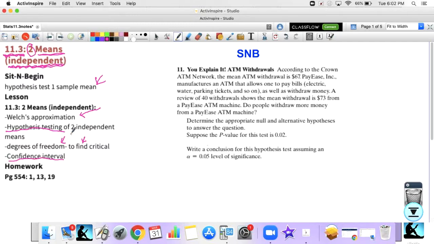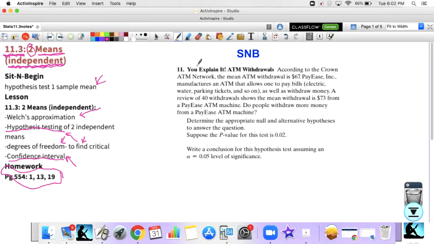So if you found the sheet that is attached to this assignment on Google Classroom, it only has 2 examples. It has one of these and it has one of these. Your homework tonight, again, the sheet should also be attached to the Google Classroom, is 3 problems on page 554, numbers 1, 13, and 19. So let's get talking about some little review and we'll get going on some new stuff too.